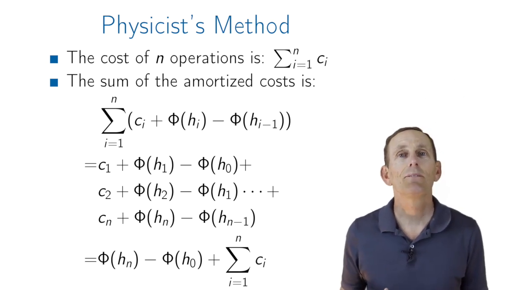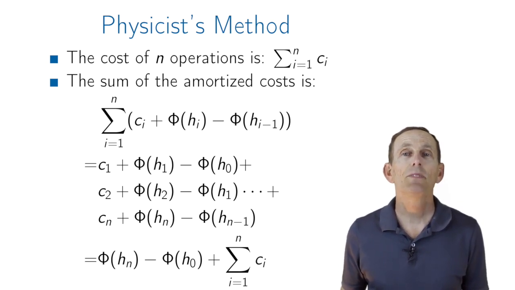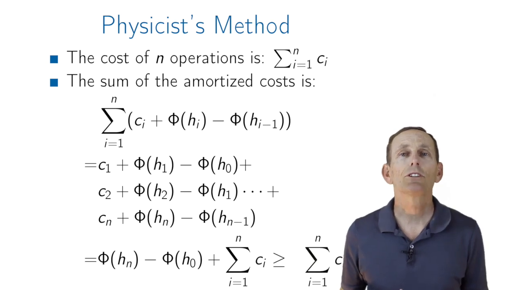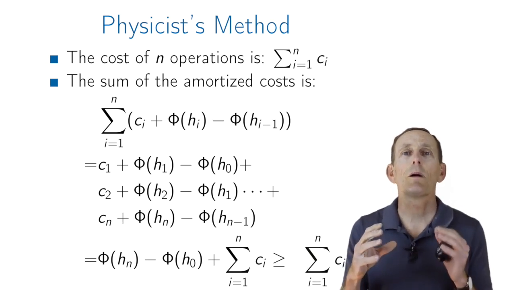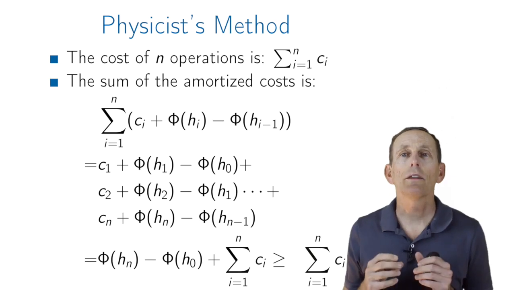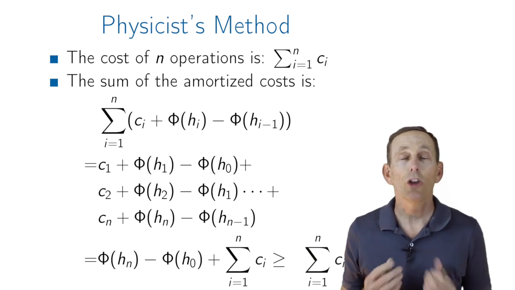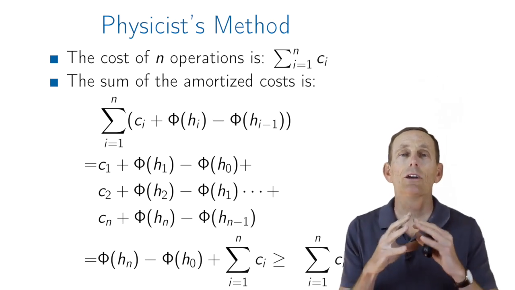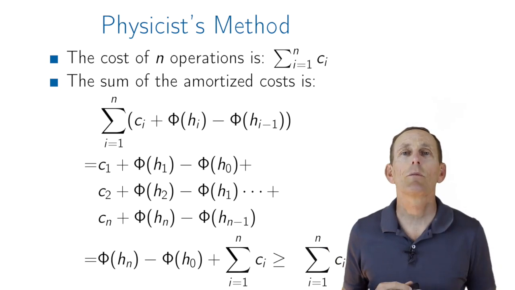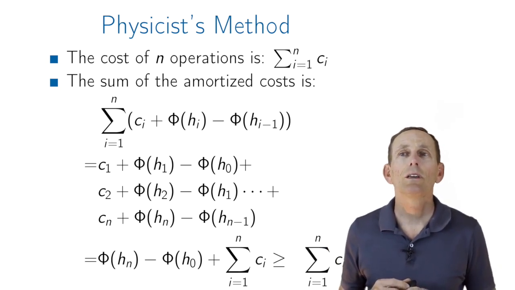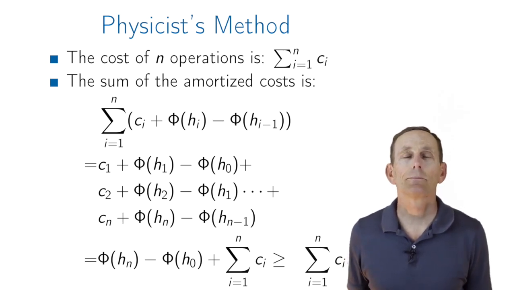Since phi of h sub n is non-negative and phi of h sub 0 is 0, this value is greater than or equal to just the summation of the true costs. What that means then is we've come up with a lower bound on the sum of the amortized costs, which is the sum of the true costs. So therefore, if we want to look at the cost of an entire sequence of operations, we know it's at least the sum of the true costs.